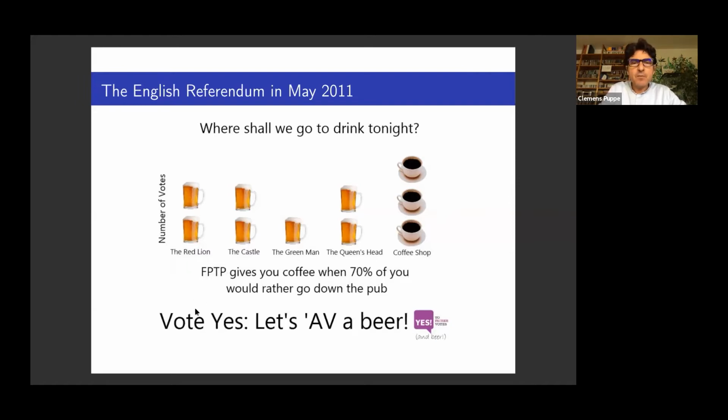And this was an advertisement by the supporters of the alternative vote, AV. And if you know a bit of English dialect, then you know the pun here, because you have to read this, of course, like, let's have a beer. And that's how some English people would say it if they want to have a beer. Okay, anyway. All right, let me stop my slides here, my introductory slides.